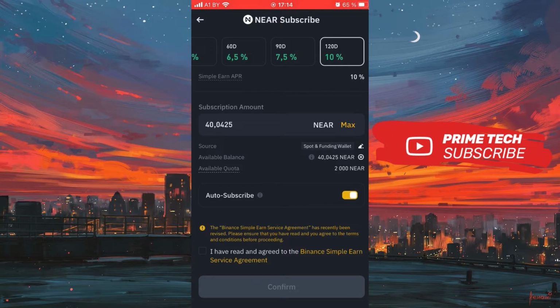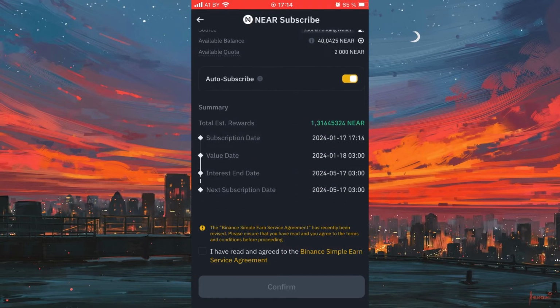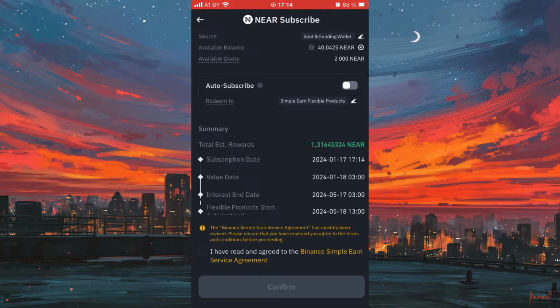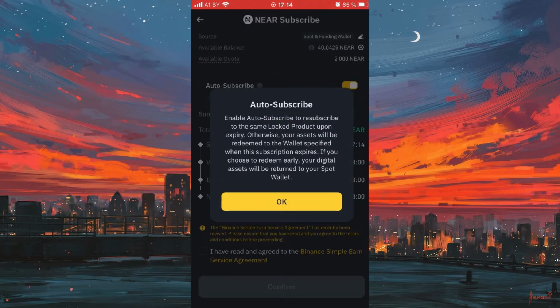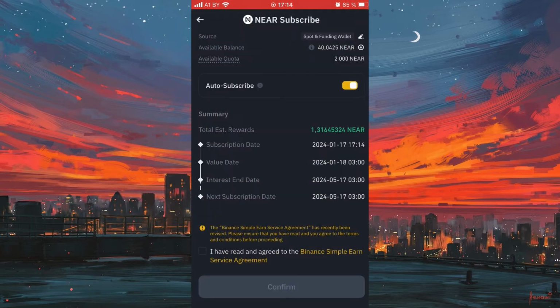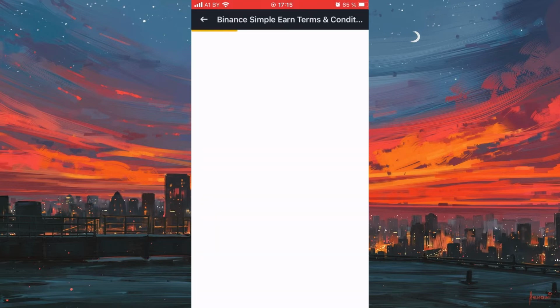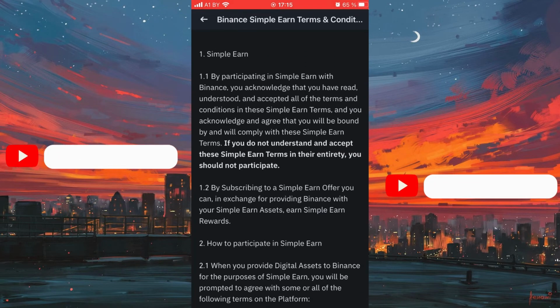Then we enter the number of coins. I have 40 coins on this account, and look below at the investment time and the number of coins received in NEAR coins. You can also choose auto subscribe and the investment will last on the same terms, or do not choose it and all coins will return to the spot wallet. Then we read all the conditions and click confirm.